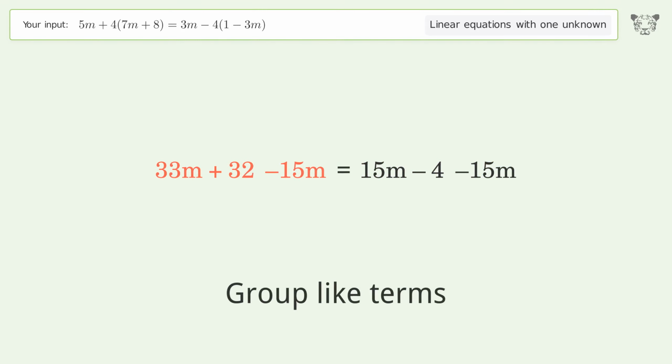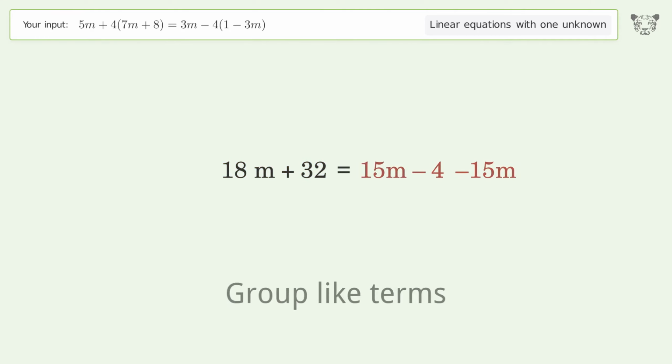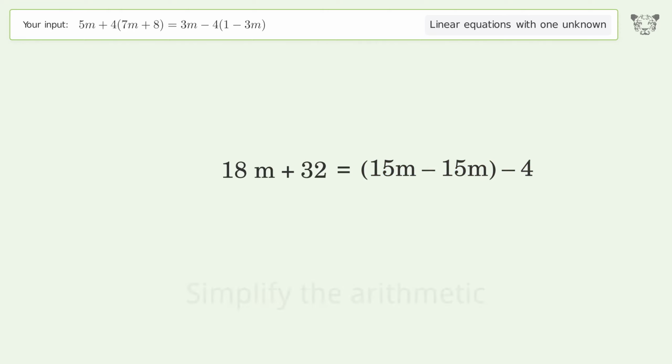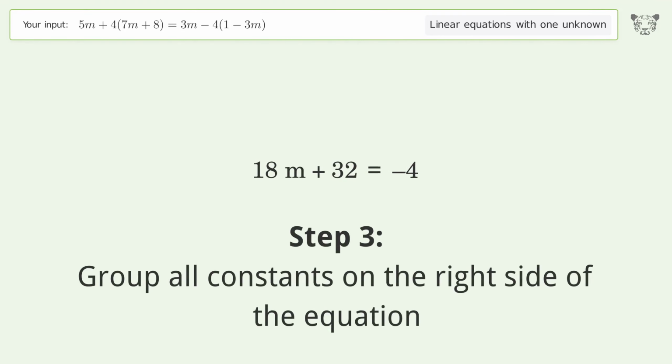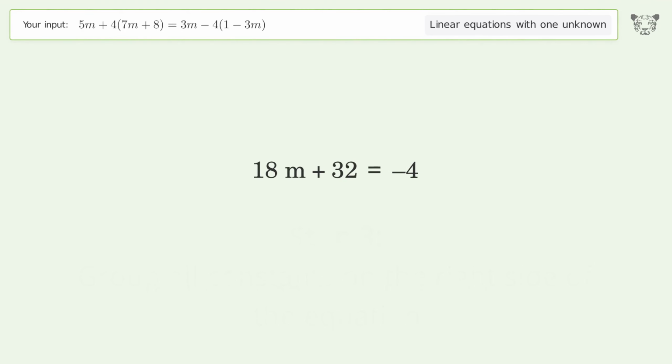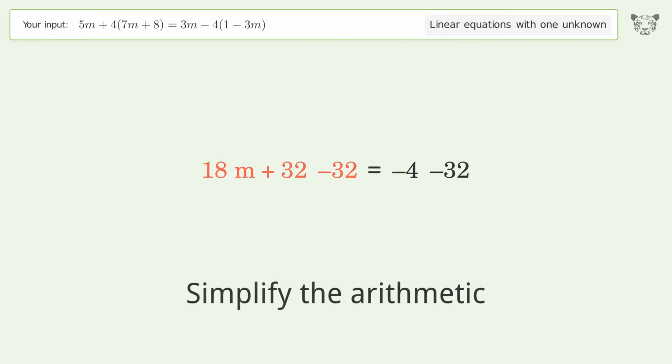Group like terms. Simplify the arithmetic. Group like terms. Simplify the arithmetic. Group all constants on the right side of the equation. Subtract 32 from both sides. Simplify the arithmetic.